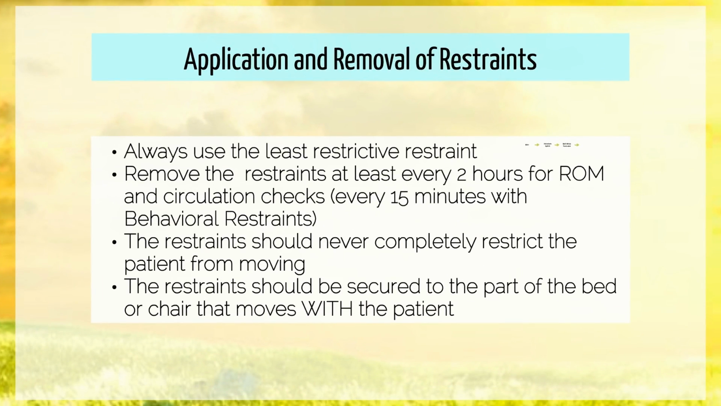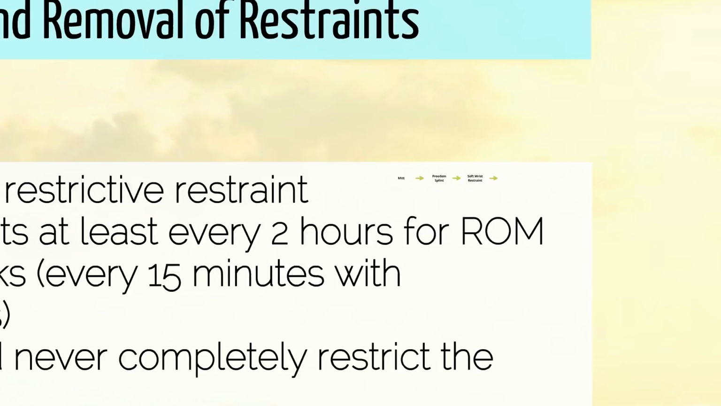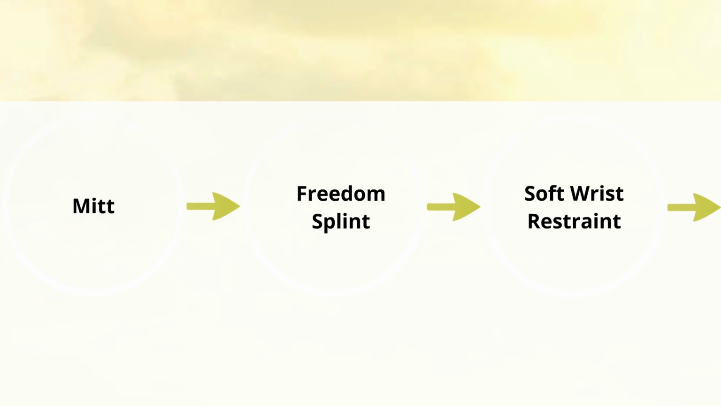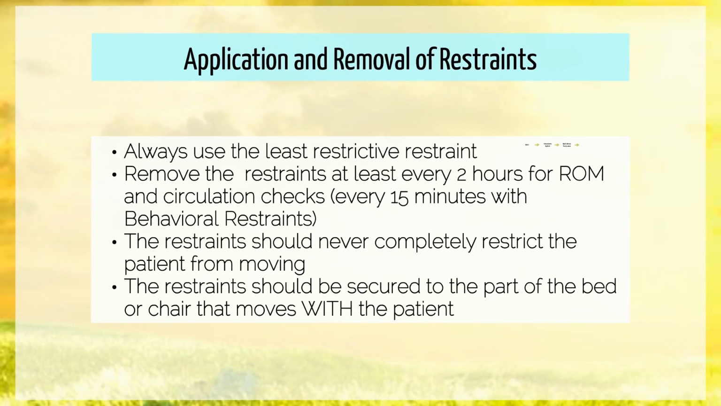Always use the least restrictive method of restraining a patient. You never want to start with the most restrictive and work back. Always start with the least restrictive. So that might be trying a mitt first. If you think the mitt is going to be enough, then that is the least restrictive and that's the one that we're going to try. If that's not working and they're still pulling on their Foley catheter, then you might want to try a freedom splint or a soft wrist restraint. You always want to start with the least restrictive and work up.